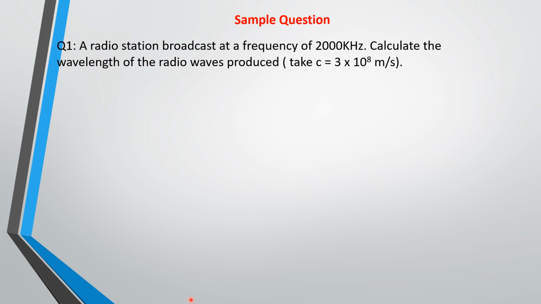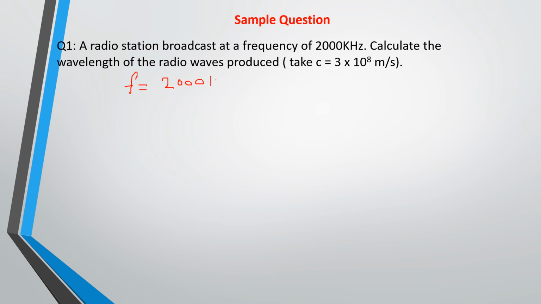Alright, so as I just said, this is a typical question that you can use those equations to solve. So this question says that a radio station broadcasts at a frequency of 2000 kilohertz. Calculate the wavelength of the radio waves produced. Take c equals 3 times 10 power 8 meters per second. So in this particular question, you are given a frequency equal to 2000 kilohertz.